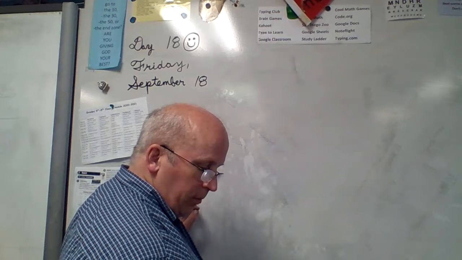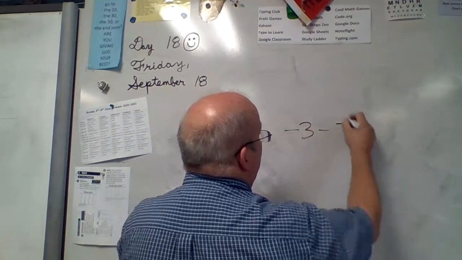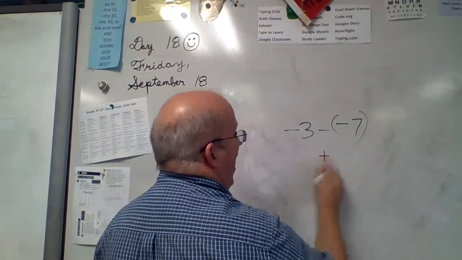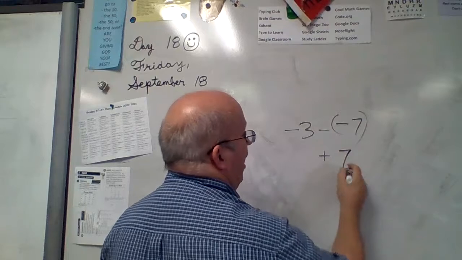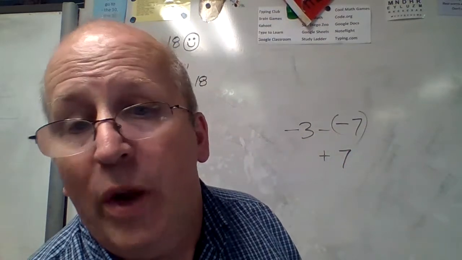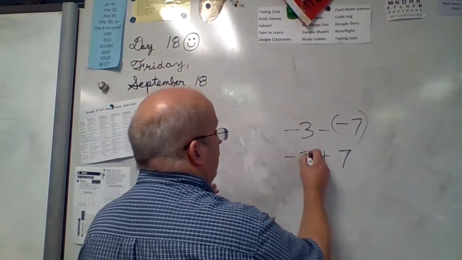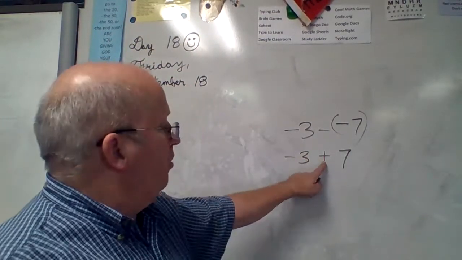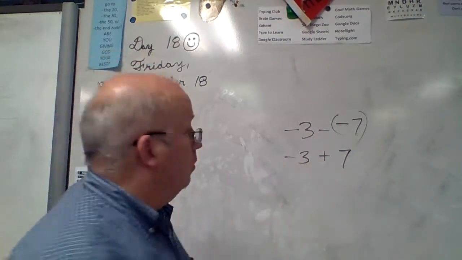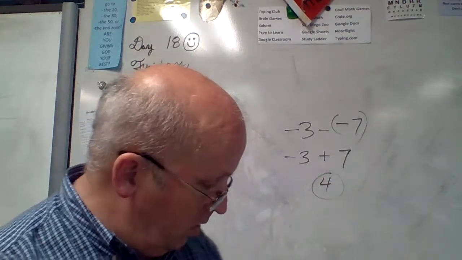How about number 28? Negative 3 minus a negative 7. To subtract, what do we do? To subtract, we add. What do we add? We add the opposite of that second number, or, as the book says, we add the additive inverse of the second number. And so that would give us this problem, which is adding a negative to a positive. So that's the three-step rule. And if we do the work, we get an answer of 4.